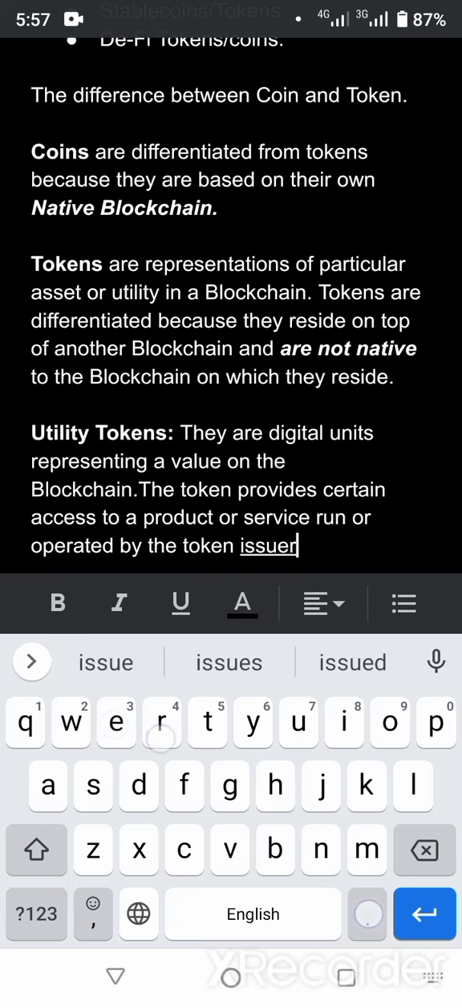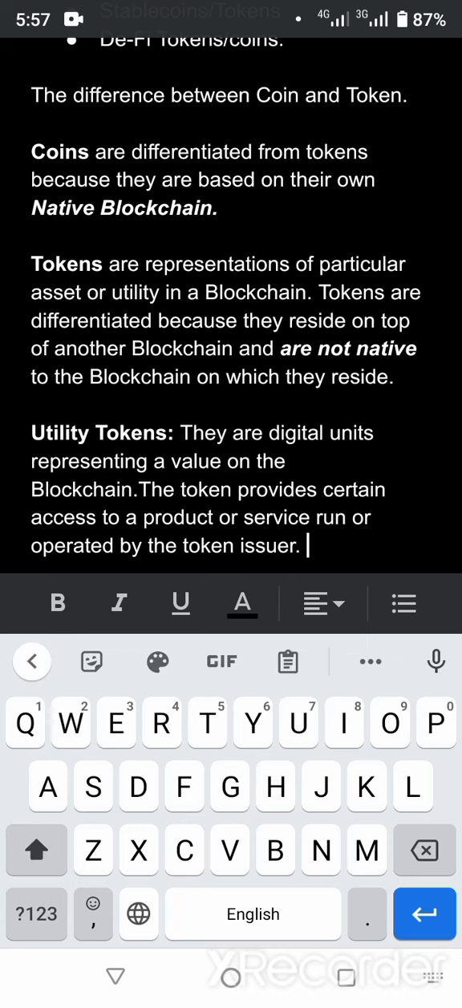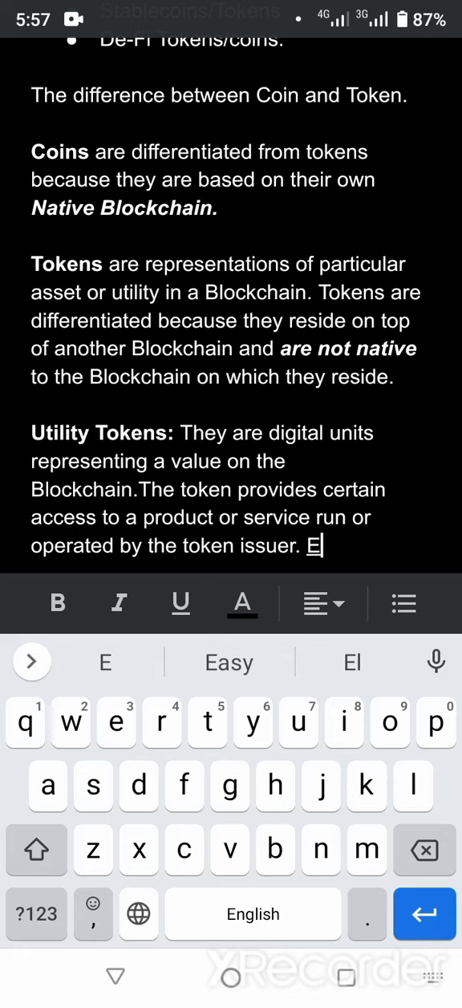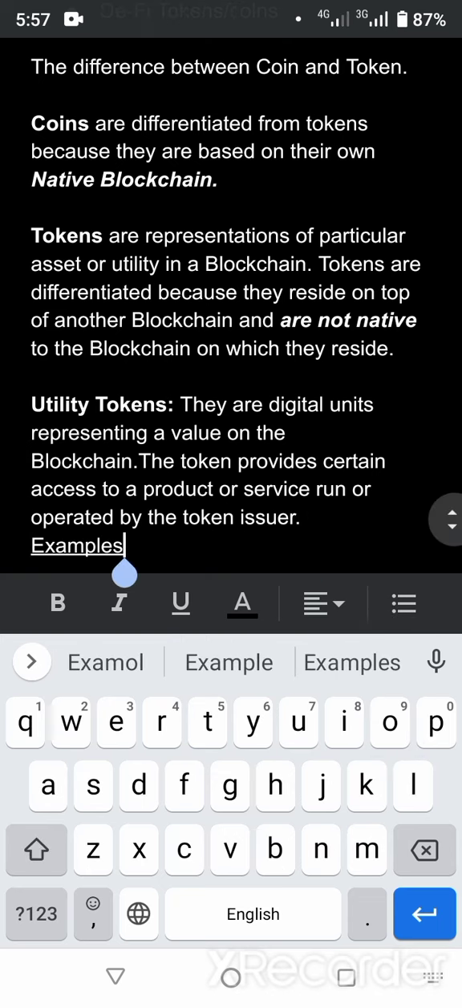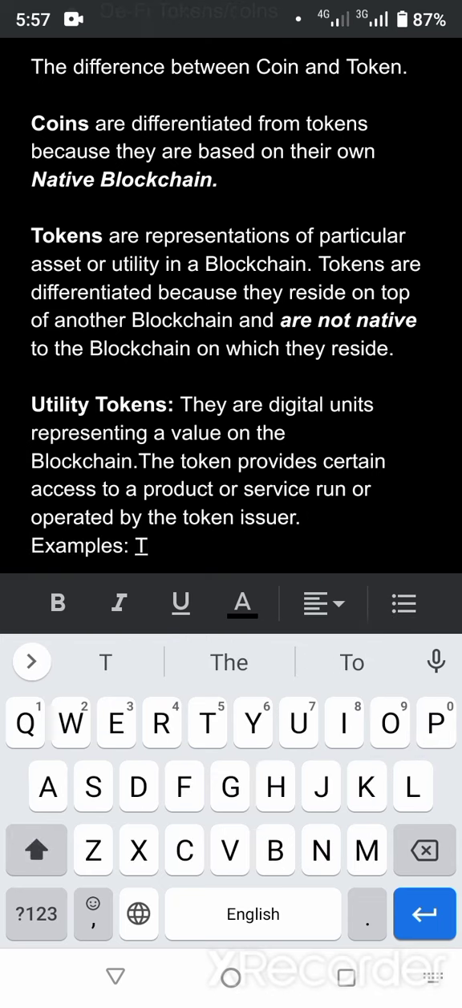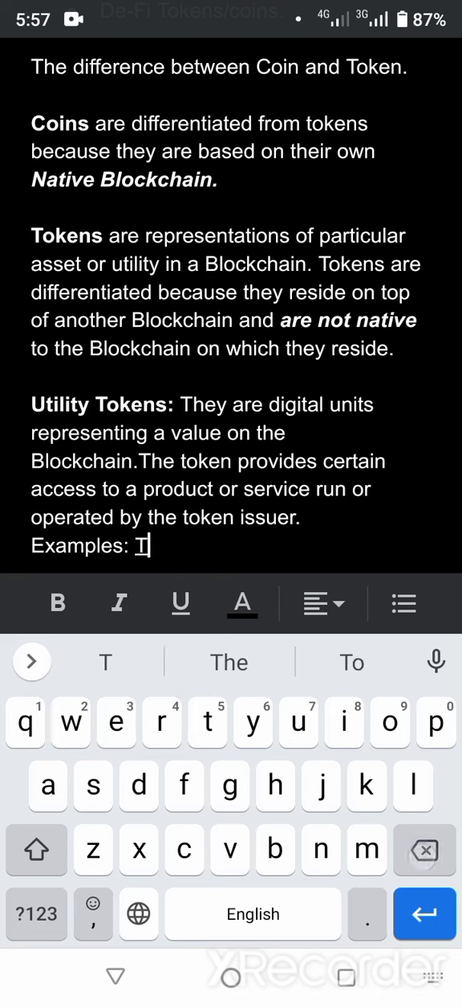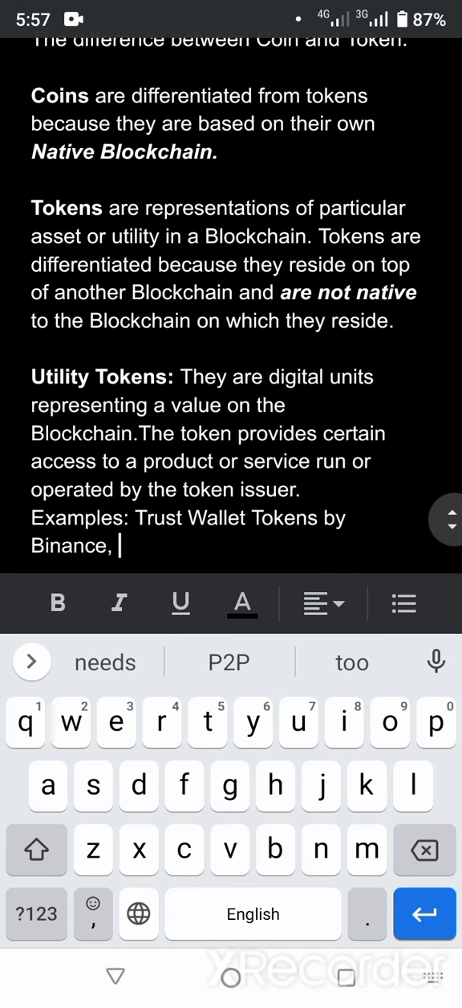By the token issuer. Just like the example I gave, Binance gave out TWT tokens, Trust Wallet tokens, to its users. KuCoin, for example, let me put examples, e.g., Trust Wallet tokens by Binance.